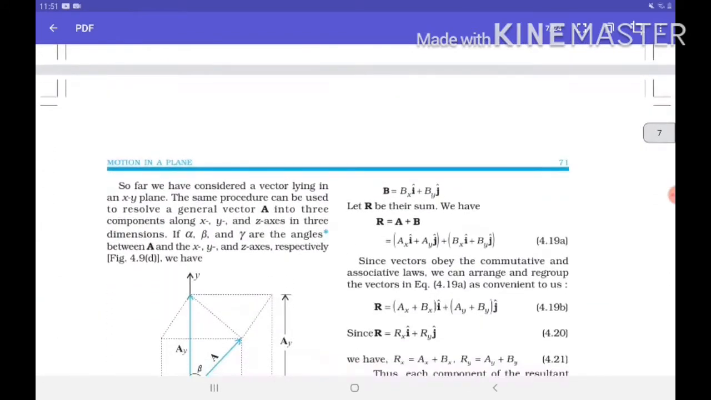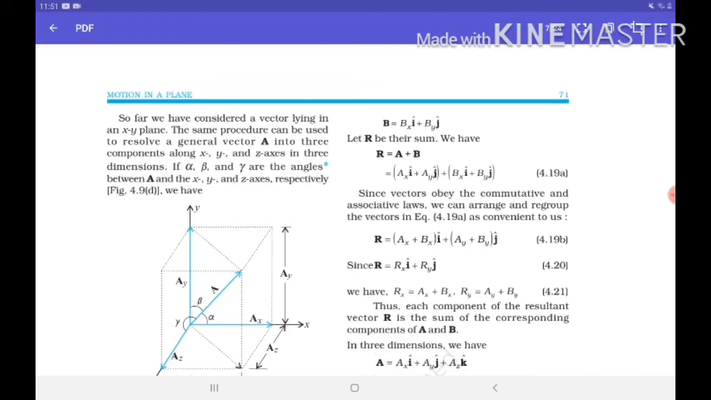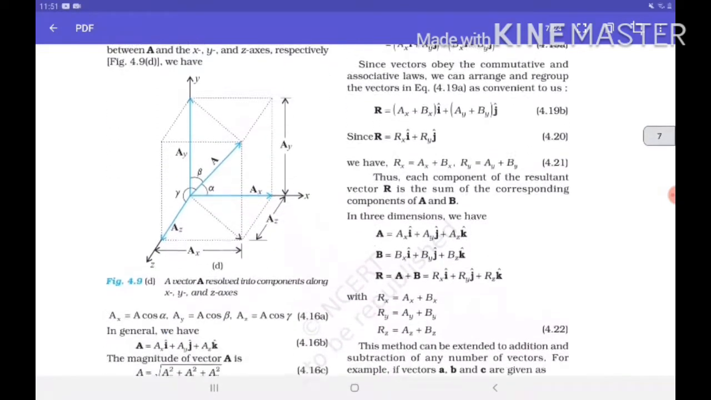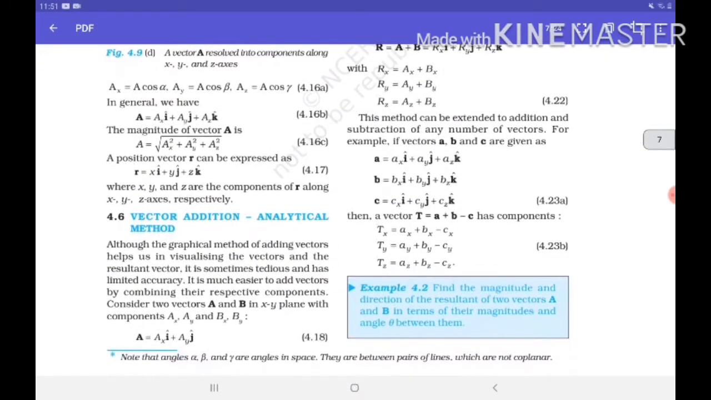So far we have considered a vector lying in the xy plane. The same procedure can be used to resolve a general vector A into three components along the x, y, z axes. This is for 3 dimensions. You can understand it by yourself. Vector addition: analytical method.